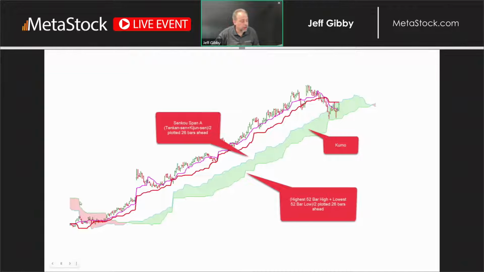In the case where the cloud's red, your Senkou Span B is going to be here, and your Senkou Span A is going to be here. Where it crosses is called a Kumo twist. I'll talk a little bit more about that in the future in just a minute. And then your Kumo is just the area in between. Okay.